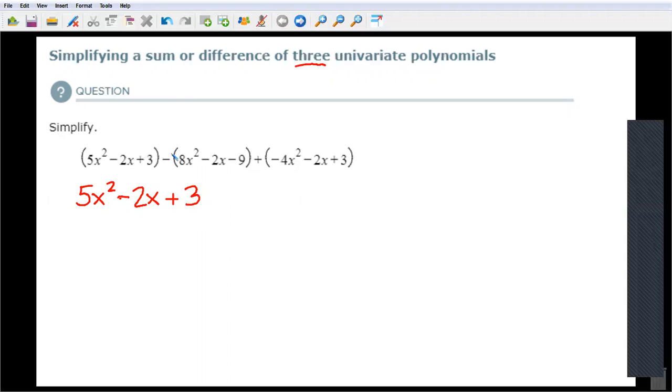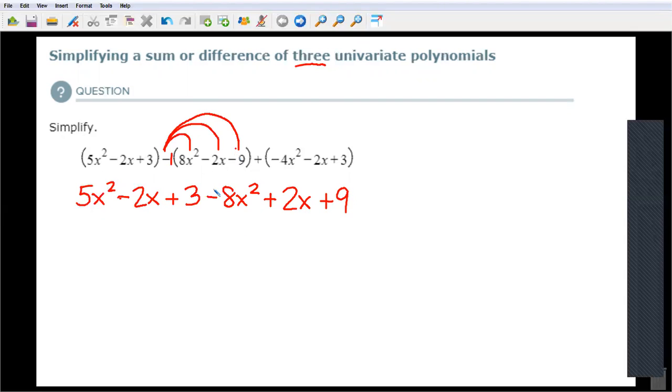Now, if I've got a negative here, you might remember that that's like having a -1. So when you have a -1 out in front, what you're going to do is distribute that -1 to all of these terms. So the first term, -1 times 8x squared is -8x squared. -1 times -2x is +2x. And -1 times -9 is +9. So that's what happens with the first two.